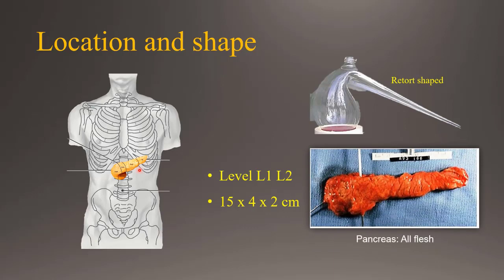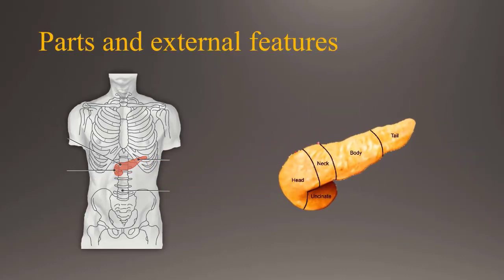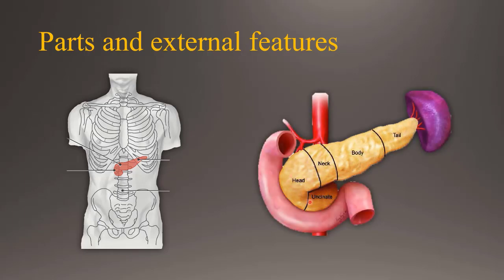Pancreas. So this is the broad right end. This is the narrow left end. These are the different parts of the pancreas: head with uncinate process, neck, body, and tail. The head and uncinate process of the pancreas are fitting into the concavity of duodenum. It is directed left and to the back, and tail is directed towards the hilum of spleen.